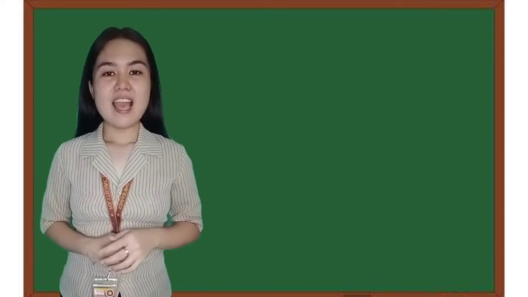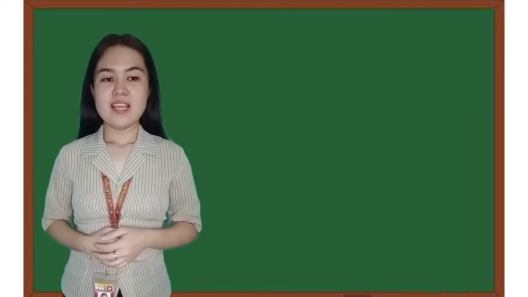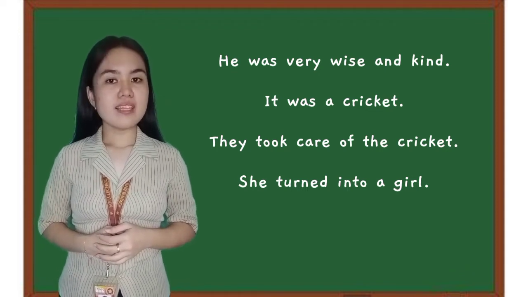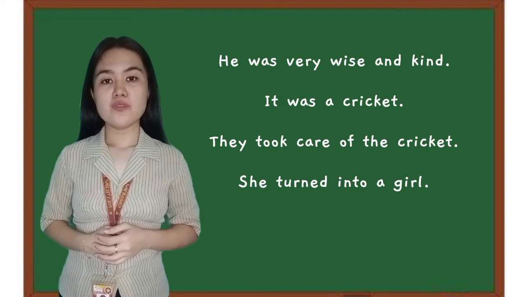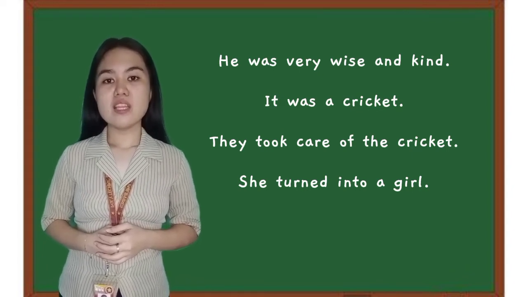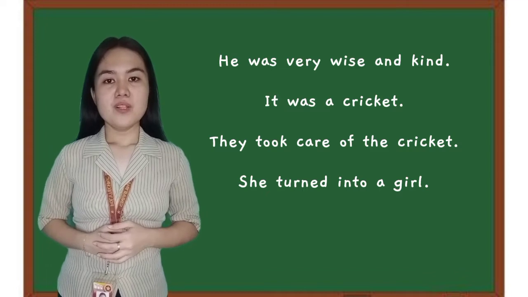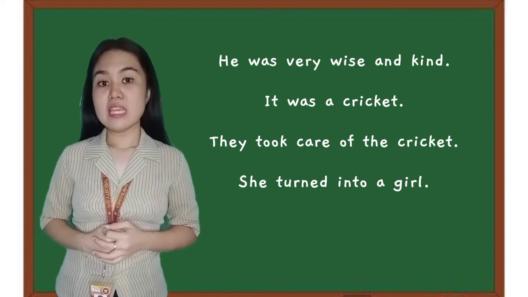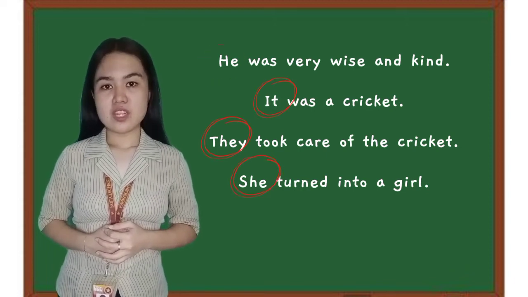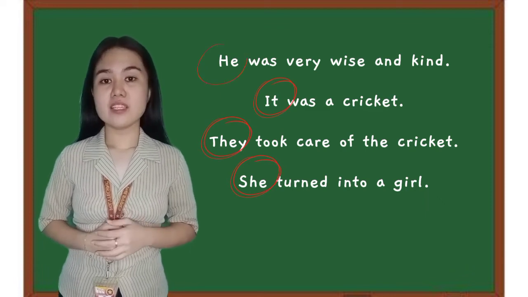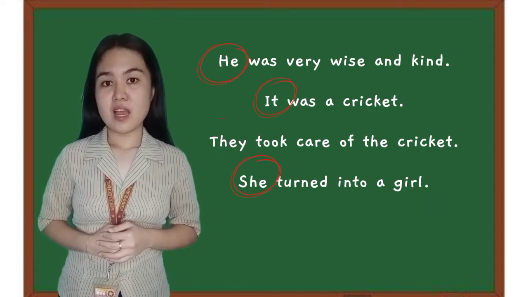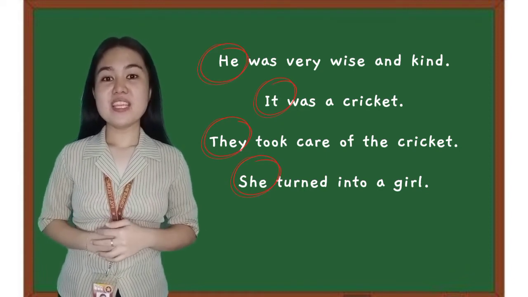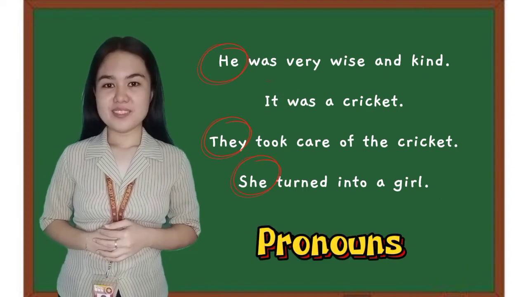Look at the answers earlier. He was very wise and kind. It was a cricket. They took care of the cricket, and she turned into a girl. Look at the first word of these four sentences: he, it, they, she. Did you hear them in our story a while ago? Very good. So these words are called pronouns.